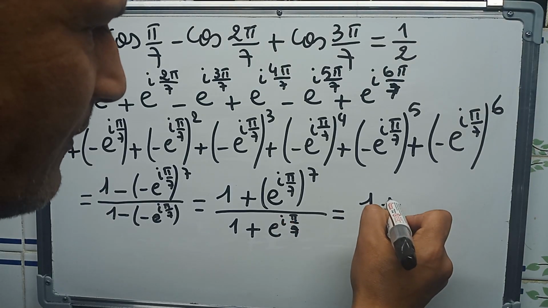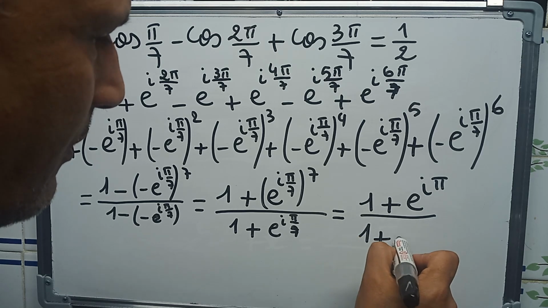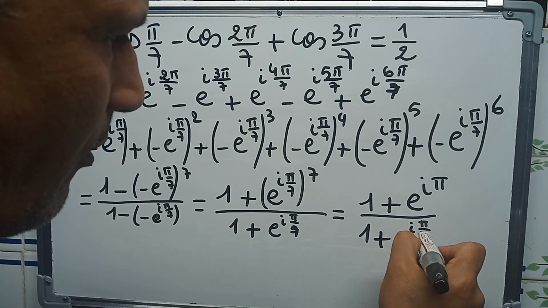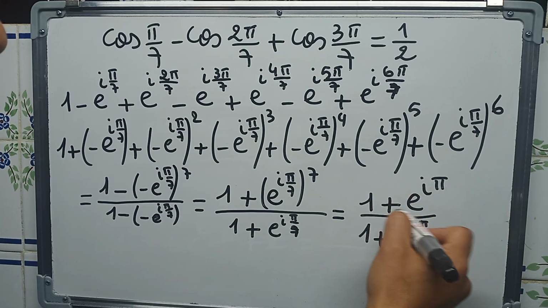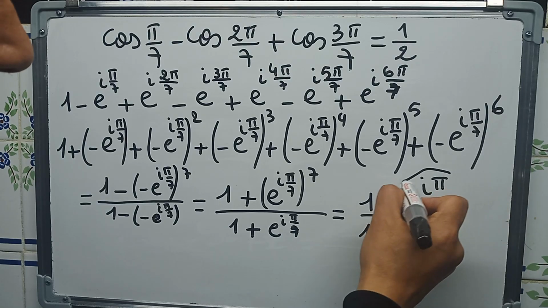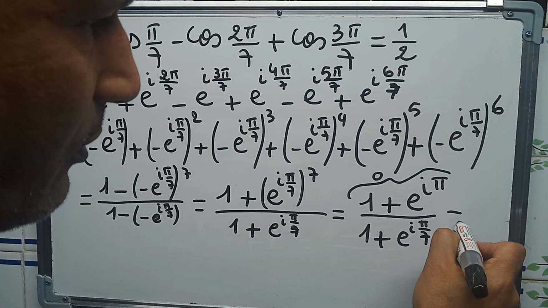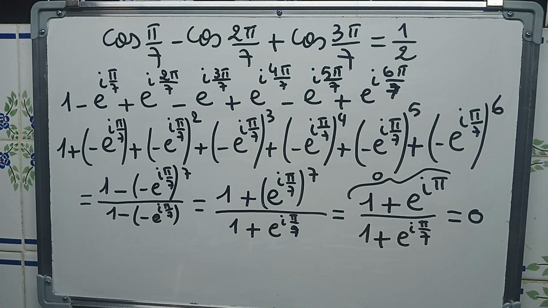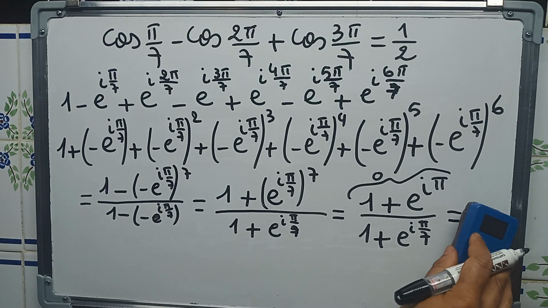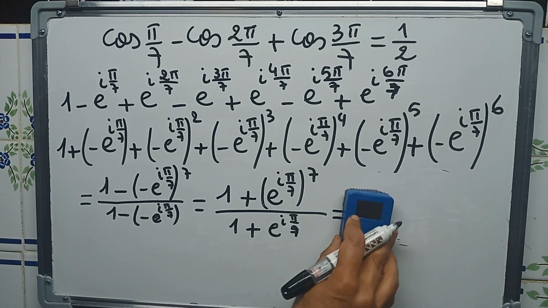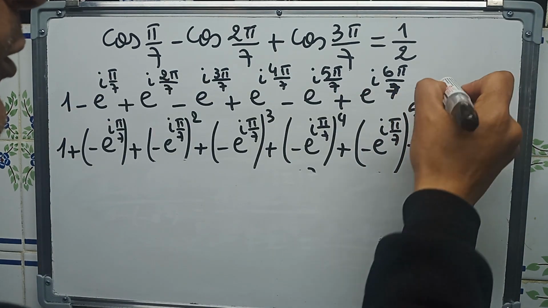So 1 plus e^(i pi) over 1 plus e^(i pi over 7). And the numerator is known, it's 0. It's Euler's formula. This number is just equal to 0. So our sum is equal to 0. Now we have proven that the sum is equal to 0, and we will continue.